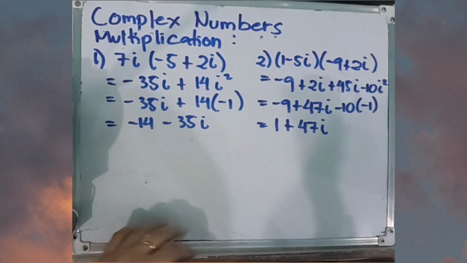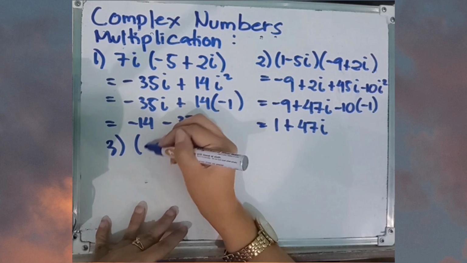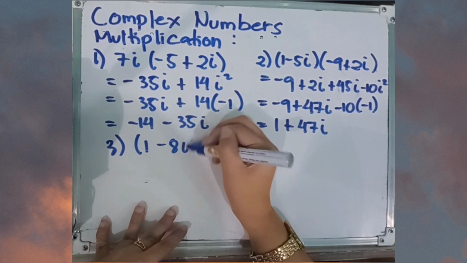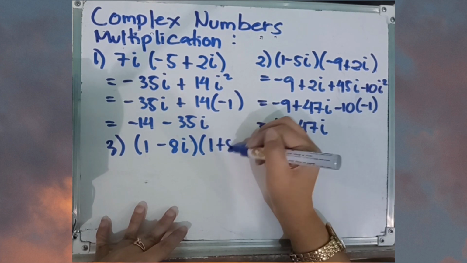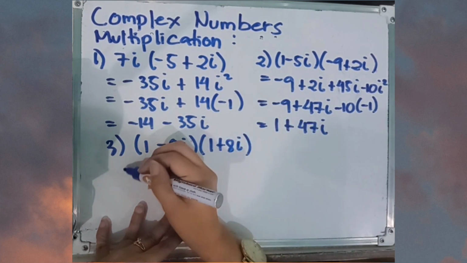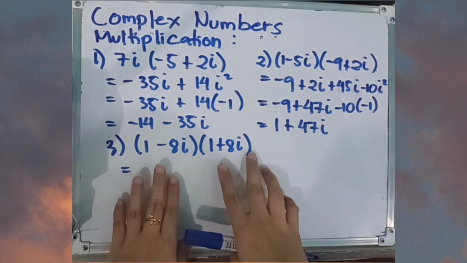For example number 3, we have 1 minus 8i times a quantity of 1 plus 8i. If you would recall, for special products in polynomials, we actually have the rule for the product, the sum and difference of two squares. So we can try to apply that here. Let's try.